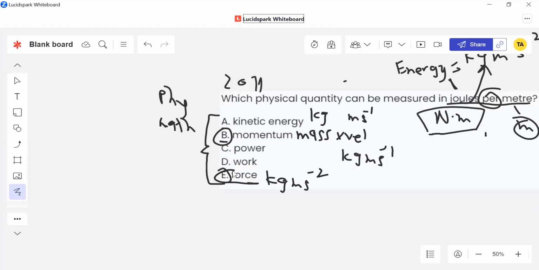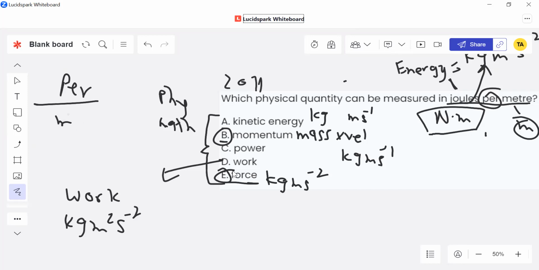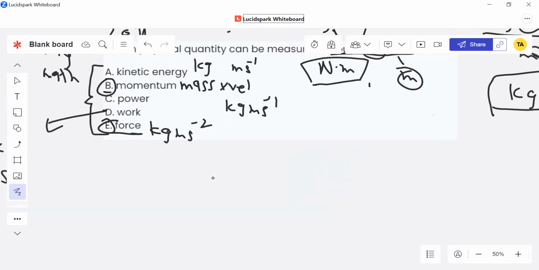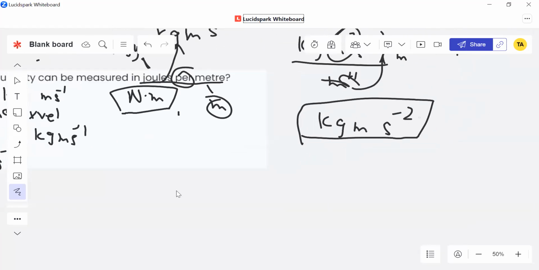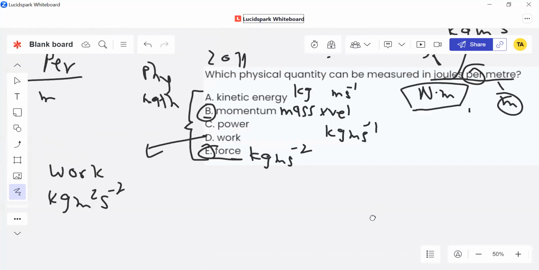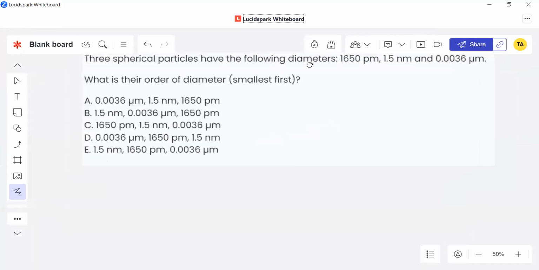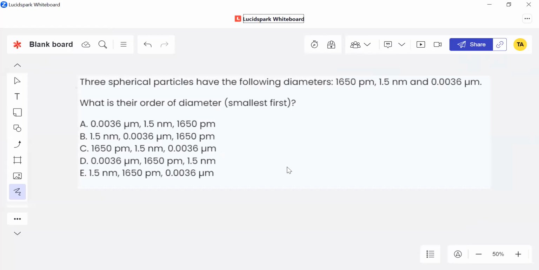Some people were also saying D as the answer. Remember, I told you earlier, work is kg m2 s negative 2. So this is wrong. They're not asking for joules. They're asking for joules per meter. Per means that you divide the value by meter. So work is kg m2 s negative 2, but joules per meter is kg m s negative 2. All right. So this was one question. I had another question in mind. Let's do this question. Take your time again. This question involves a little bit of math.